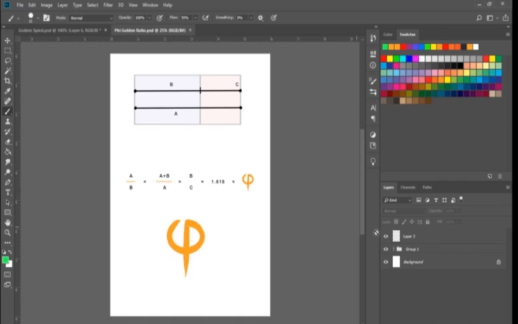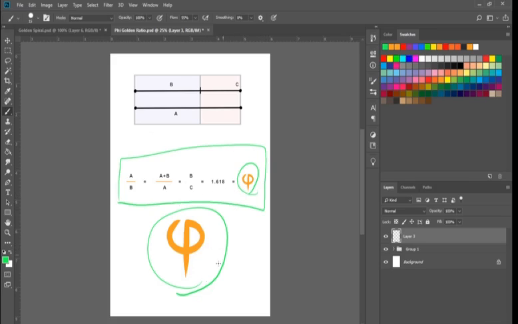So this symbol right here is called phi. It's the Greek letter phi, and it is the answer to this equation right here. Also, it has something to do with this diagram too. So it's a couple things mixed together, but I'll break it down for you simply and in a way that you can easily digest it.